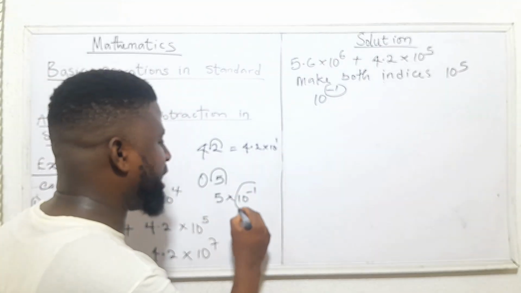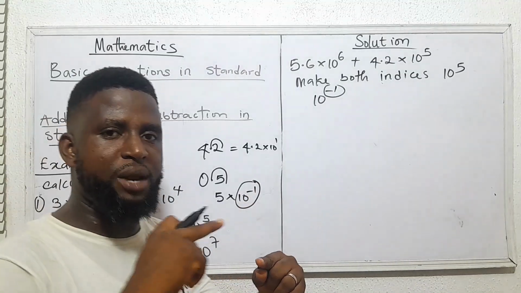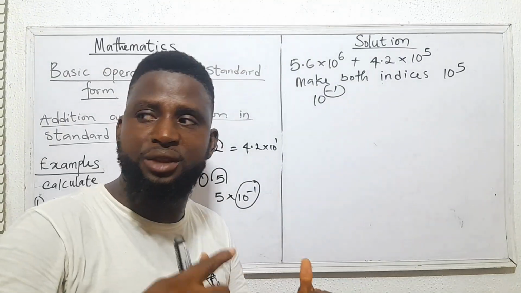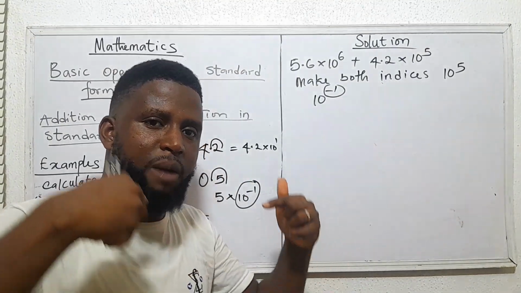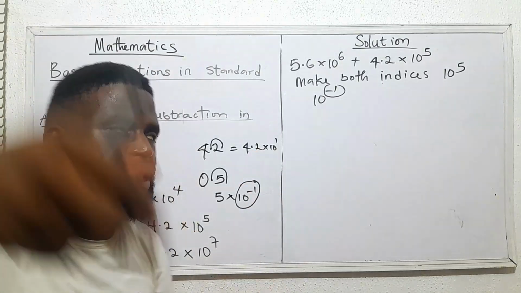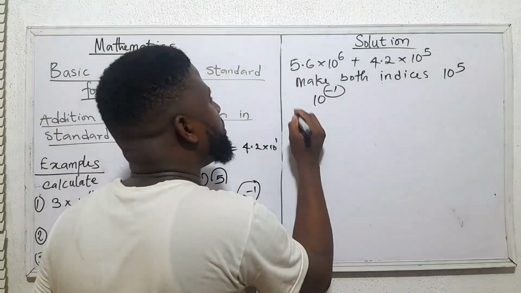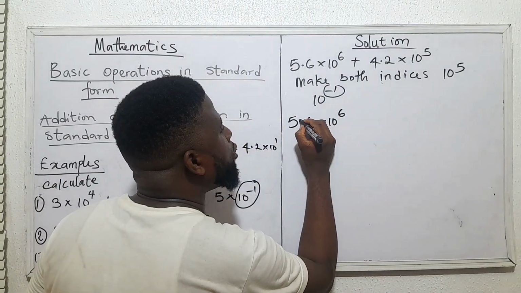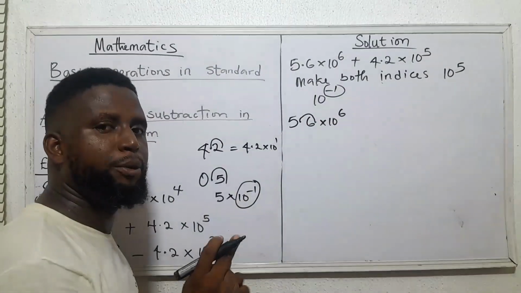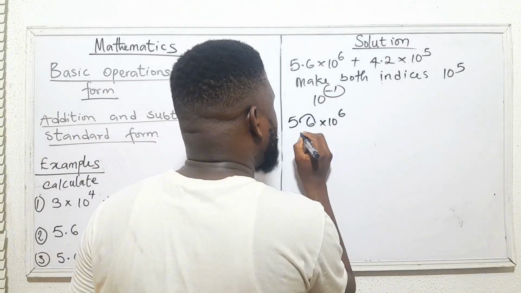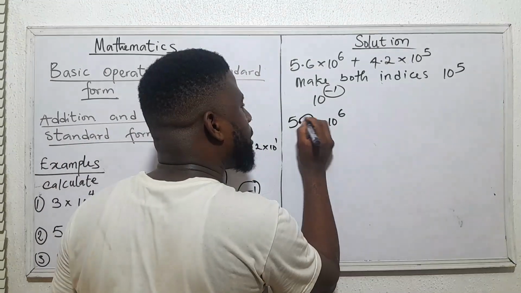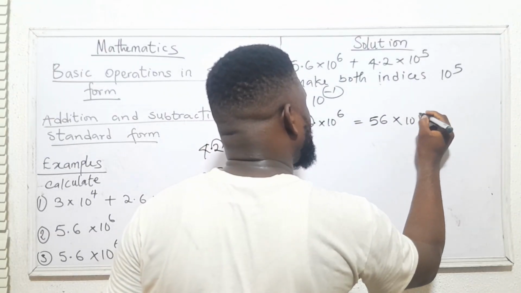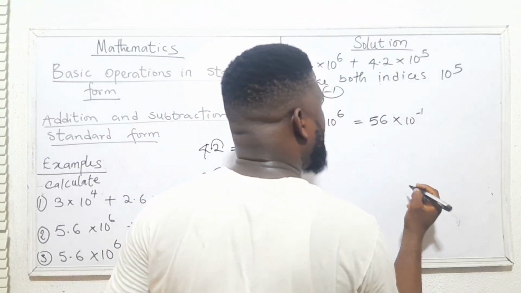Which means to achieve 10 raised to power minus 1, the place of the decimal point will move forward one time. If I am to achieve 10 raised to power minus 2, it means the decimal point will move forward 2 times. Now, what does that mean? It means that my 5.6 times 10 raised to power 6 will have to move forward one time for me to be able to achieve 10 raised to power minus 1. The decimal point I've moved from this place to this place will give me 56 times 10 raised to power, since it moved forward one time, that will be minus 1.